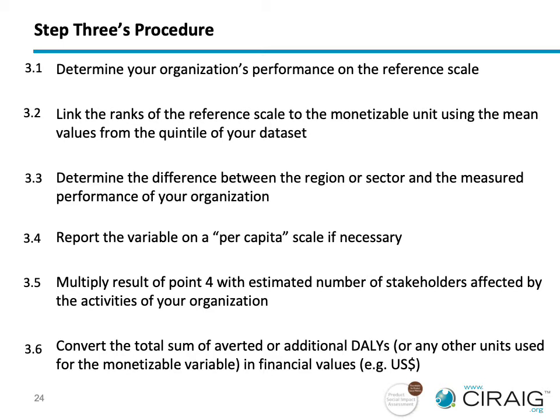Fifth substep is to multiply the result of step 3.4 with the estimated number of stakeholders affected by the activities of your organization. And the sixth substep is to convert the total sum of averted or additional values, or any other unit used for the monetization variable, into a financial value, for example, US dollars.